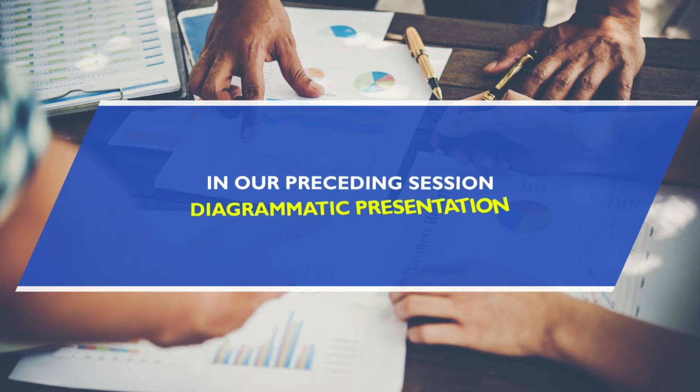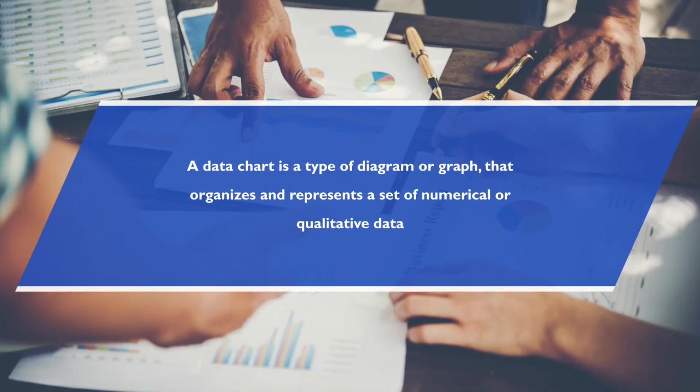In our preceding session, we saw how the diagrammatic presentation is governed, and how these are converted into one dimensional, two dimensional, or three dimensional forms. A data chart is a type of diagram or graph that organizes and represents a set of numerical or qualitative data. We have already talked about quantitative data and qualitative data. So this data chart is a type of diagram or graph that organizes and represents a set of numerical or qualitative data.